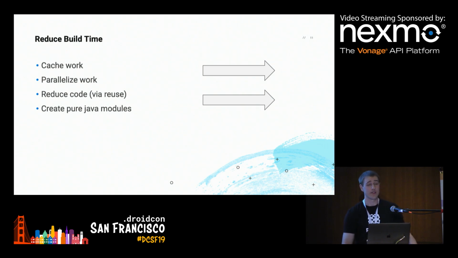We can also create pure Java modules. So Android modules are pretty slow to build because you have to compile the resources and build the dex file. Java's way faster, so if you've got functionality that does not require the Android framework, skip it.